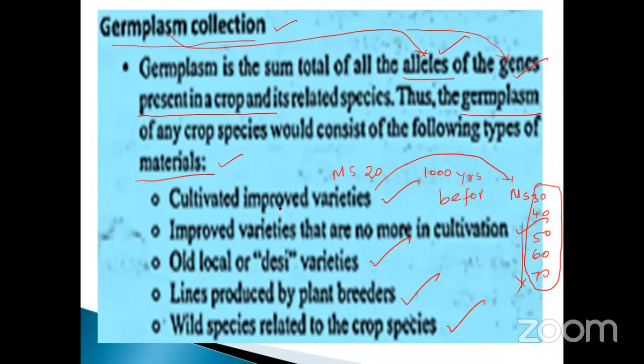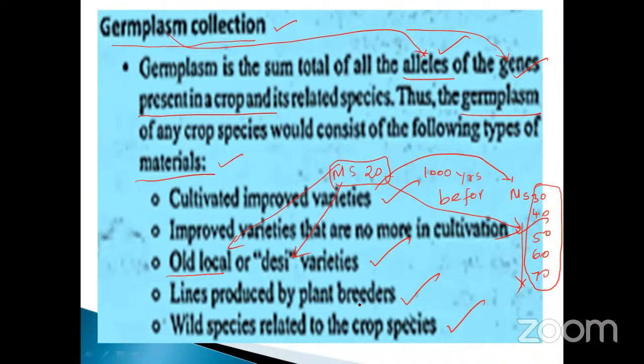That is called cultivated improved variety. These are the improved varieties. This one is the old one. These are the improved ones. Improved varieties that are no more in cultivation. Further, what happened now? There is no more cultivation; further, it will not be cultivated. Old local or dairy varieties also. Old variety and dairy variety are called old variety. Old means this one. The other name is dairy variety.